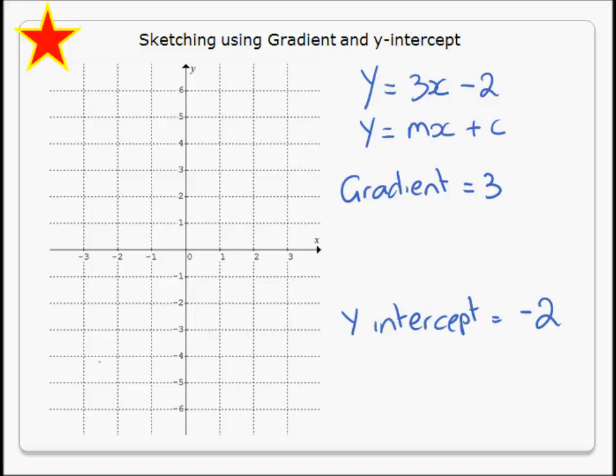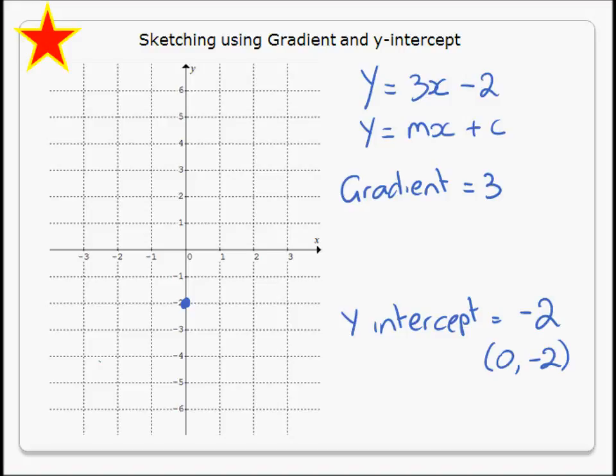The y-intercept is a point that I already know exists on the line and I know where it is. It exists when the line meets the y-axis. So down here at -2. And that's because the coordinate for the y-intercept is 0, -2. The y-intercept always occurs when the x value is 0. So I have a point already. Now I need to find a second point in order to draw my line.